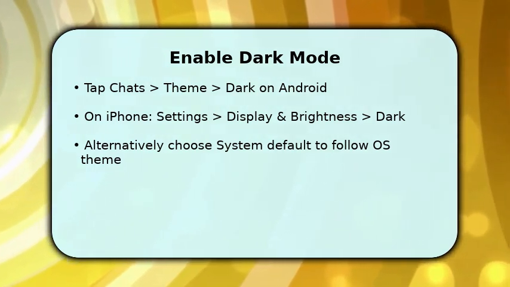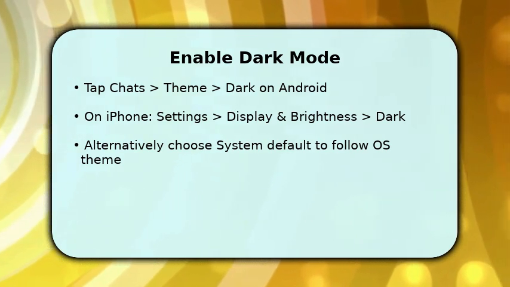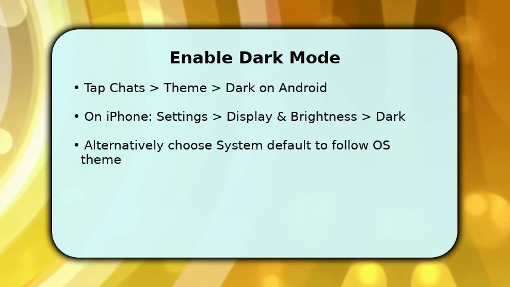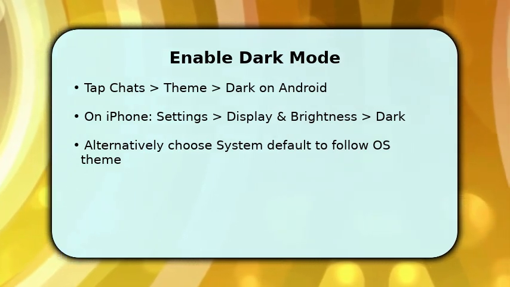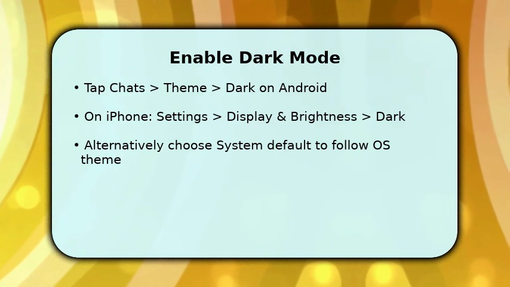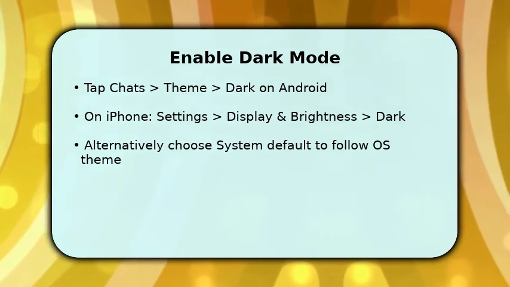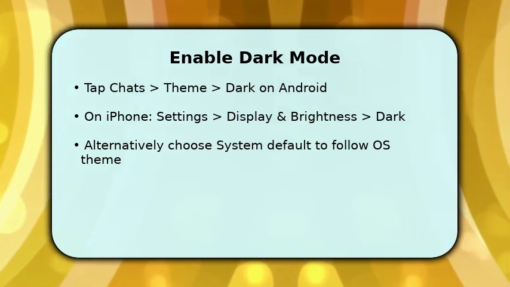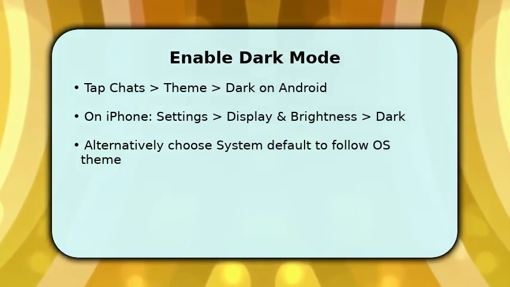Once selected, WhatsApp UI switches backgrounds, message bubbles, and status bars to darker tones to reduce eye strain and save battery on OLED screens. Make sure to restart the chat view if colors don't apply immediately. If you prefer automatic switching, pick System Default so WhatsApp follows the phone's day/night schedule.